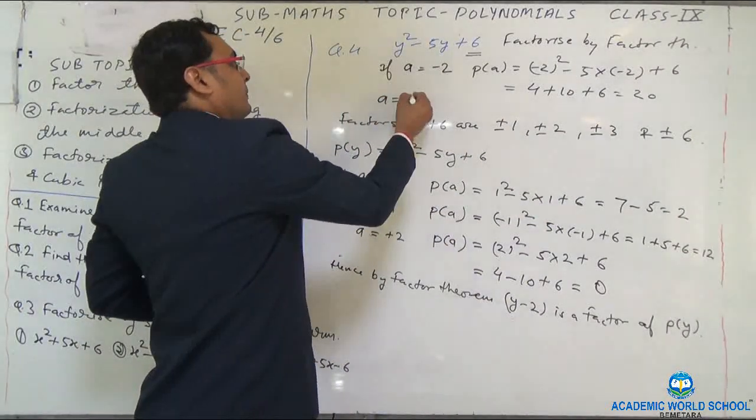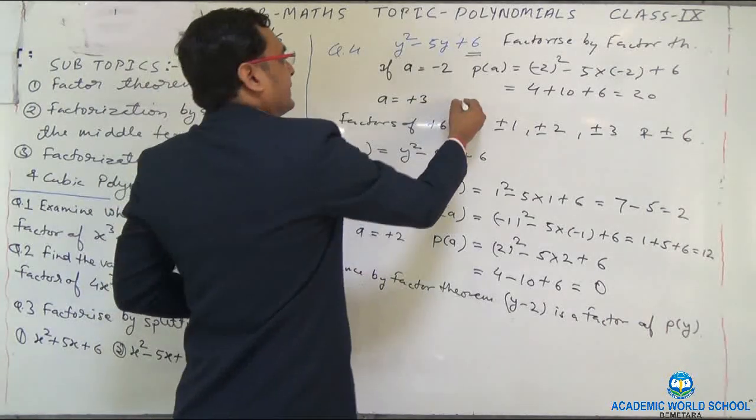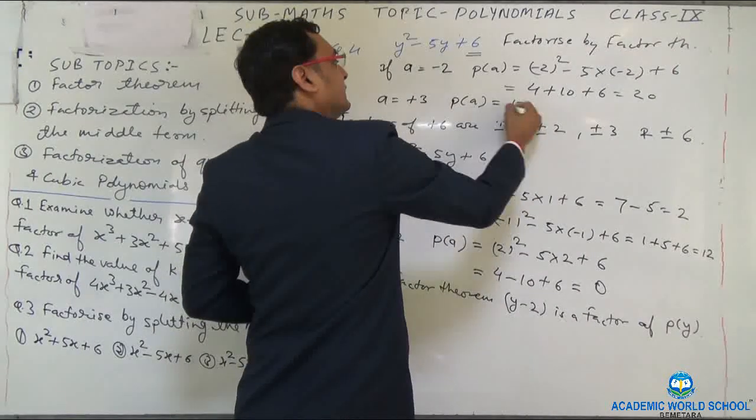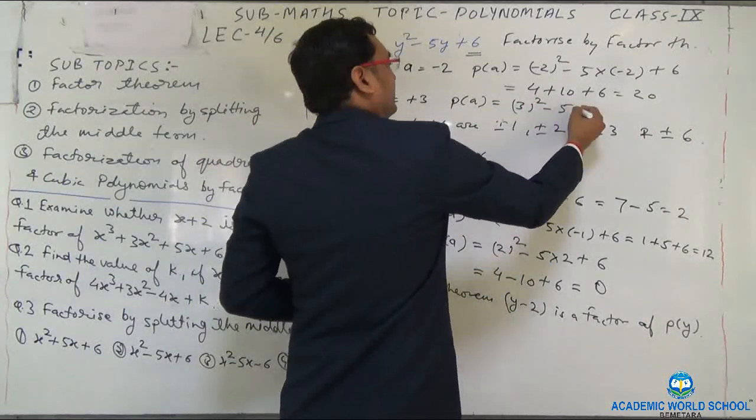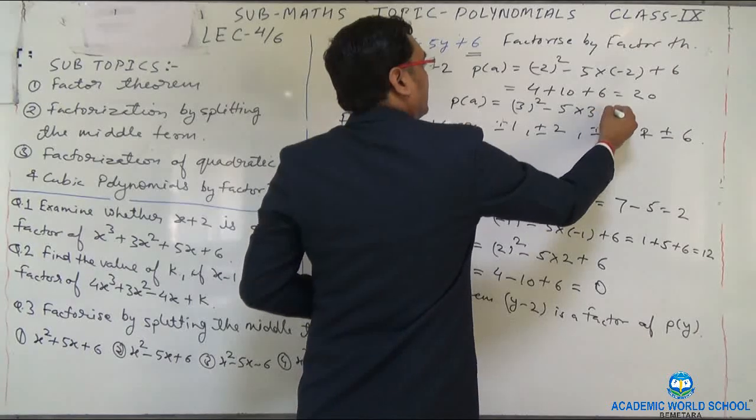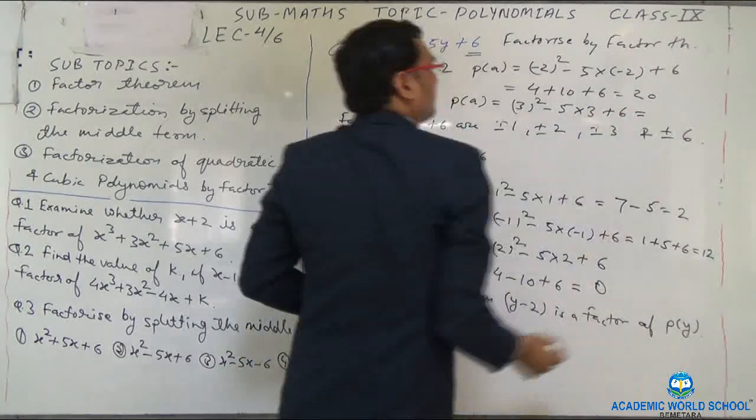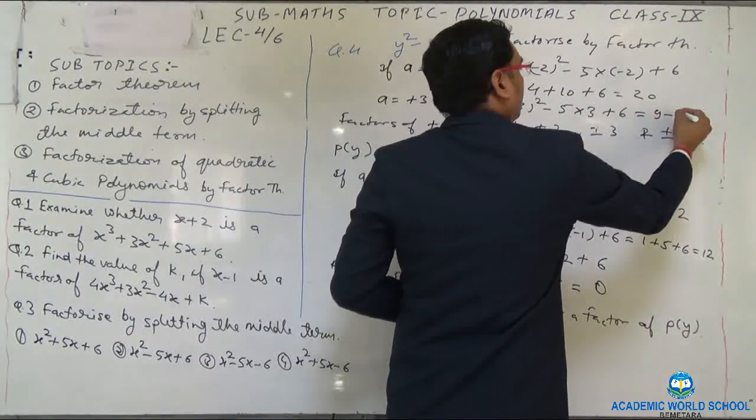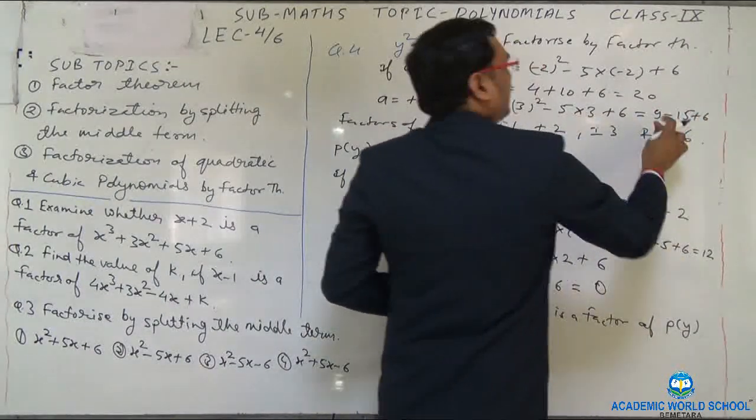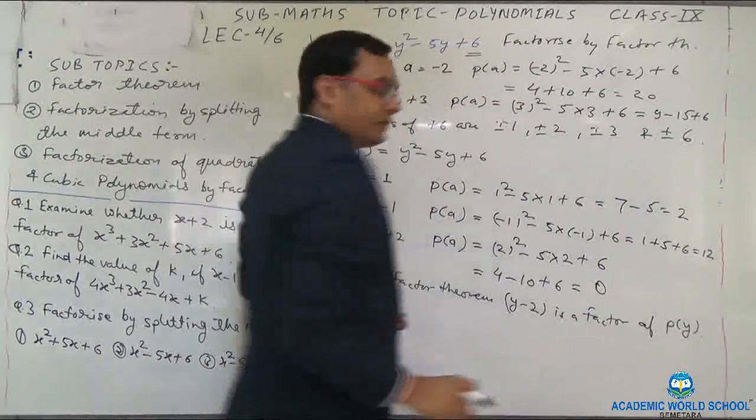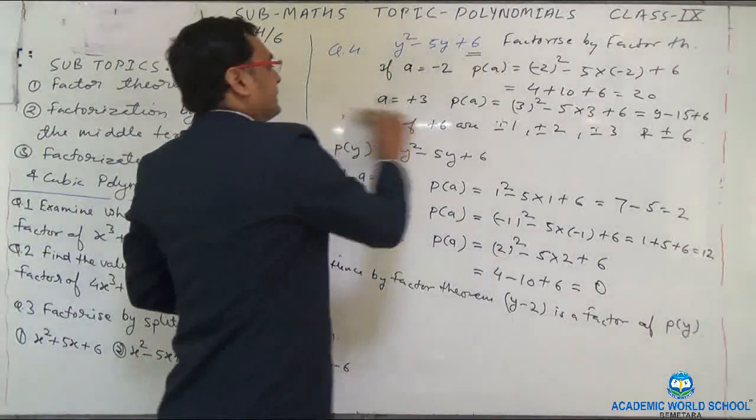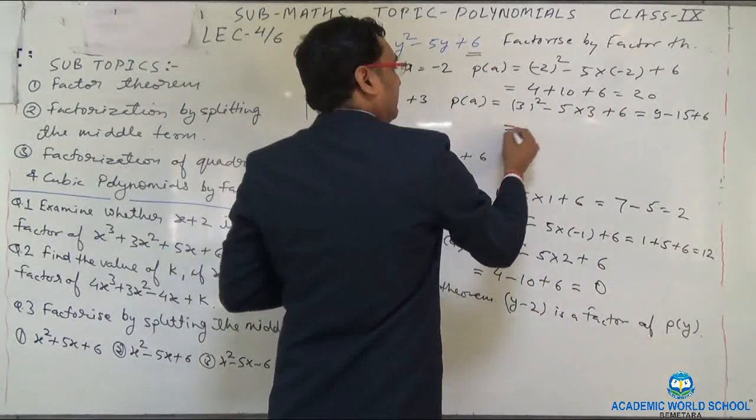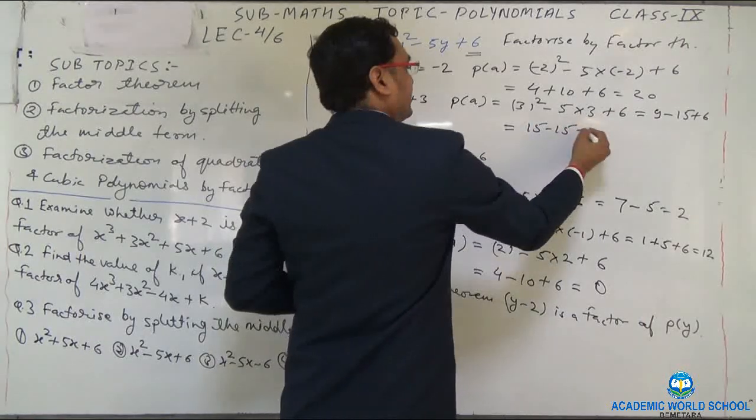A is equal to plus 3. If A is equal to plus 3, then the remainder P(a) is equal to 3 square minus 5 into 3 plus 6, which is equal to 3 square is 9 minus 5 into 3 is 15 plus 6. 9 plus 6 is 15, and 15 minus 15 is equal to 0. So we got our factor, 15 minus 15 is equal to 0.